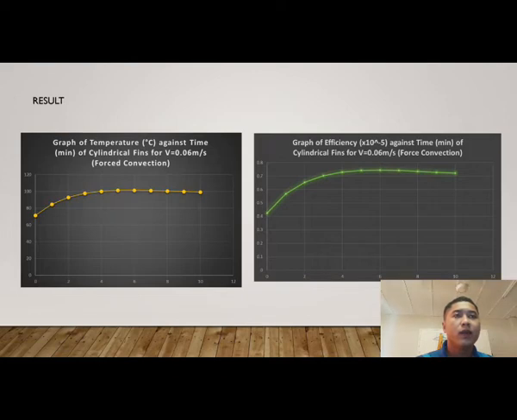And at the right, it shows the graph of efficiency against time of the cylindrical fin for V equal to 0.6 meter per second for forced convection. It also shows that when the time increases, the efficiency for V equal to 0.6 meter per second also increases. That's all from me.